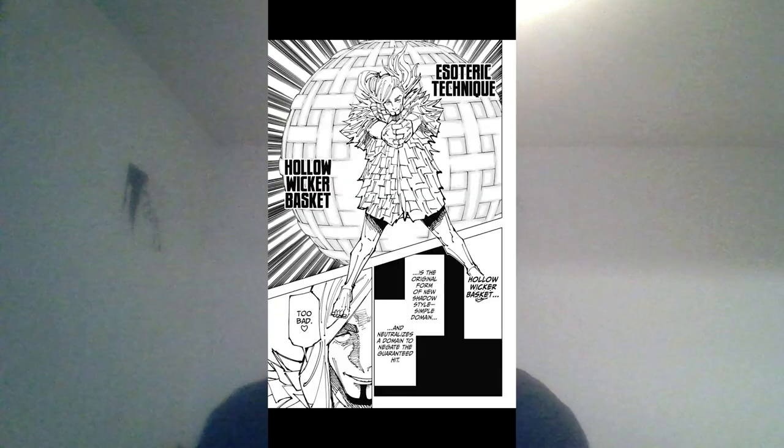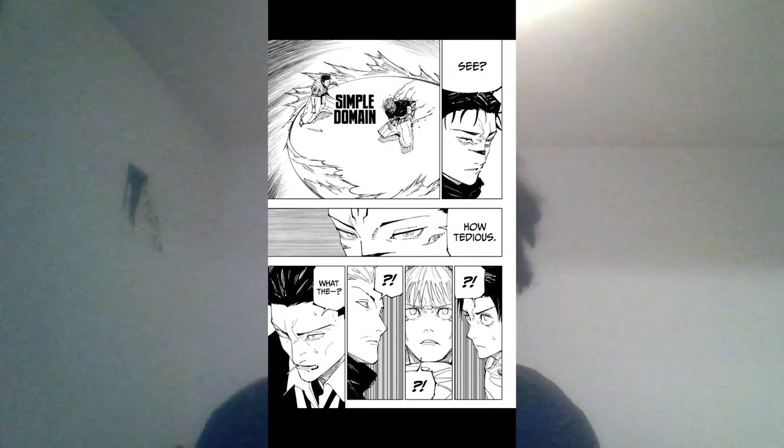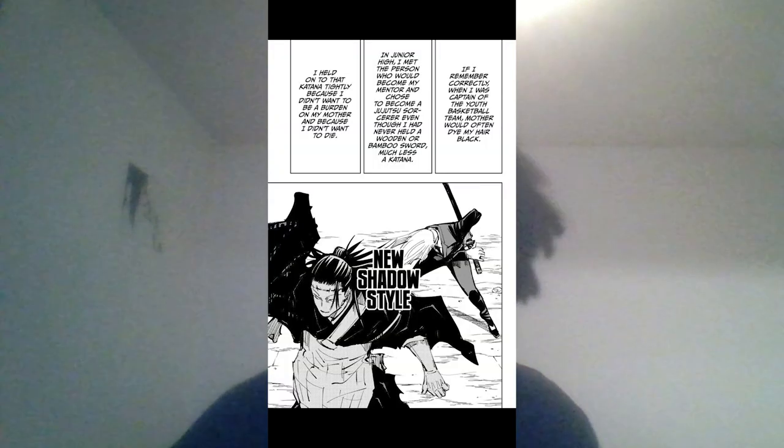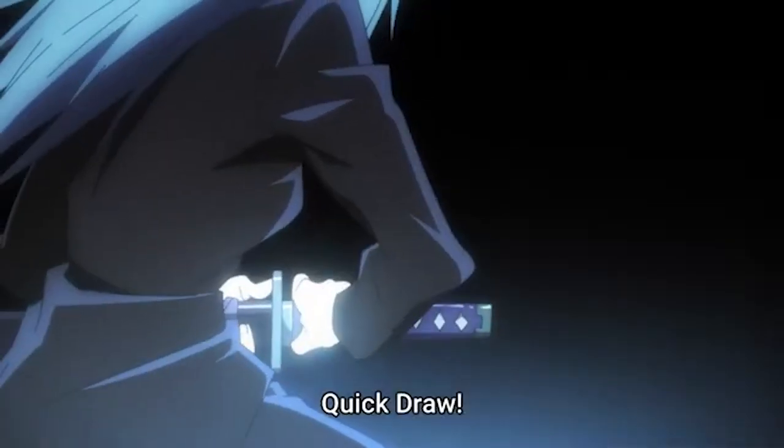Alright, so we got this out the way. Unlike Hollow Wicker Basket, Simple Domain also has offensive uses, so I can offensively use Simple Domain to attack the enemy. How do I do that? So, for example, Kasumi Miwa, you see it multiple times, uses Simple Domain to automatically slash people that enter her domain with the battle sword drawing technique. You see her do that multiple times. Also, the other guy with the katana, he also does that stuff.